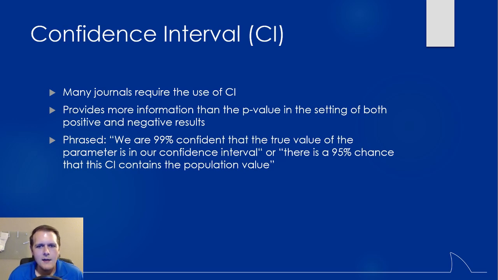Now, keep in mind that they may phrase it in a way such as saying that we are 99% confident that the true value of our parameter is in our confidence interval, right? Or often they'll say something like, there's a 95% chance that this confidence interval contains the population value. And if you recall, there's a lot of different ways you can modify the width of that confidence interval, such as how confident you want to be, whether you're 99% confident or just 95% confident, or also how many people you're actually looking at, whether you had, say, 12 people or you had, say, 1,000 people.